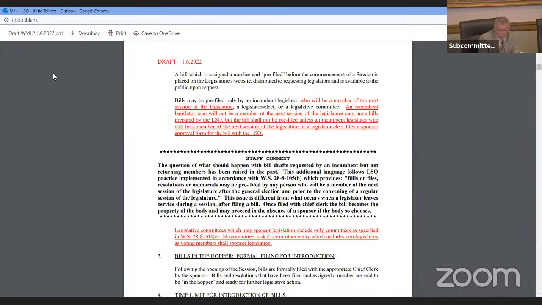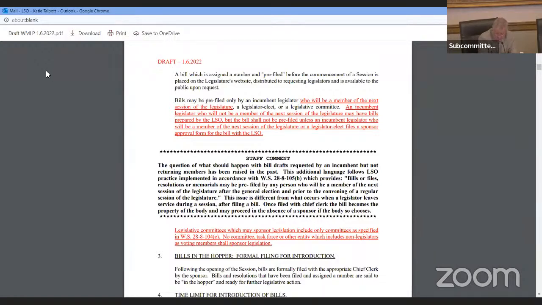Once the bill is pre-filed, that bill belongs to the body. And so they can treat it however they want to as far as moving it forward. And the insertion of this just clarifies we don't pre-file those bills, and it's really just following practice and putting practice into the manual.